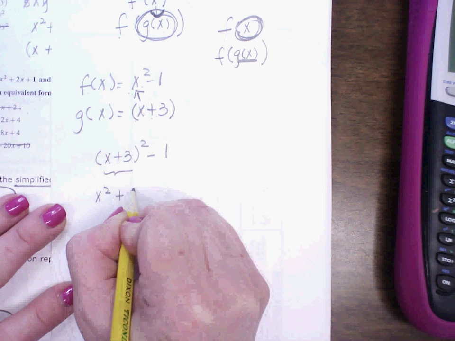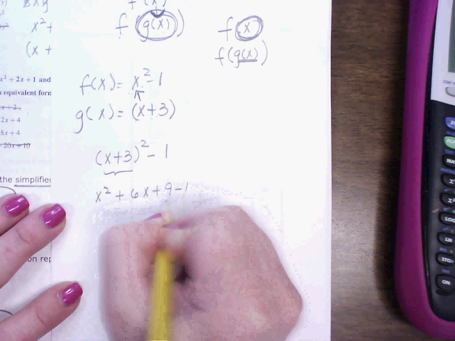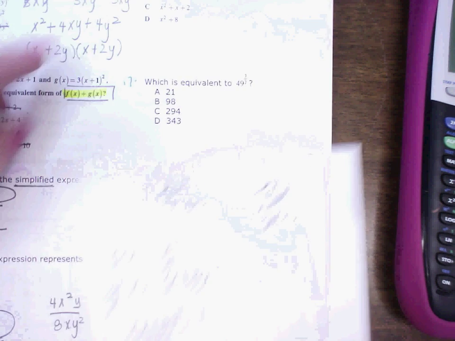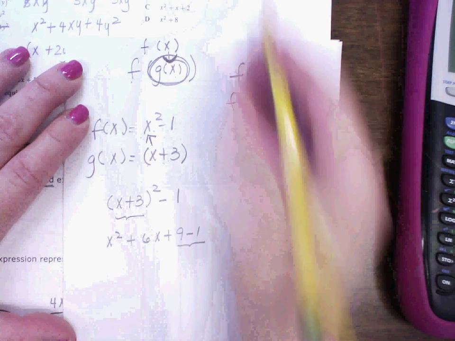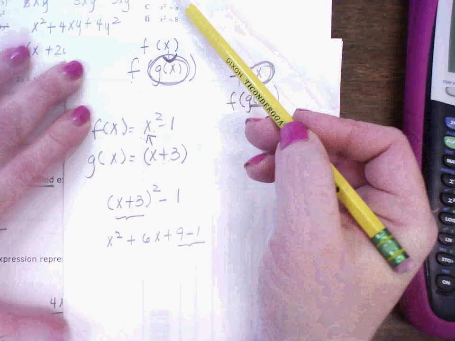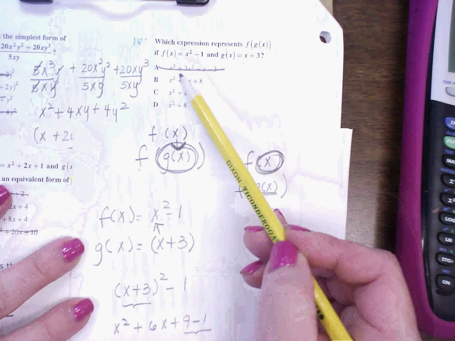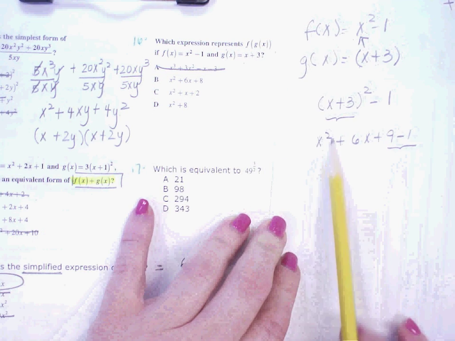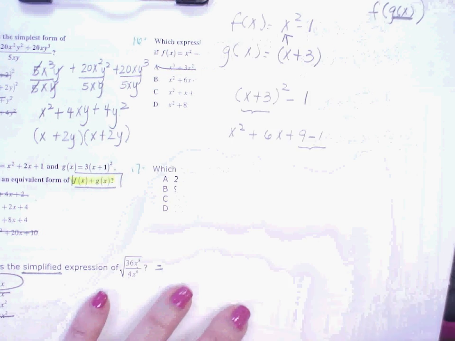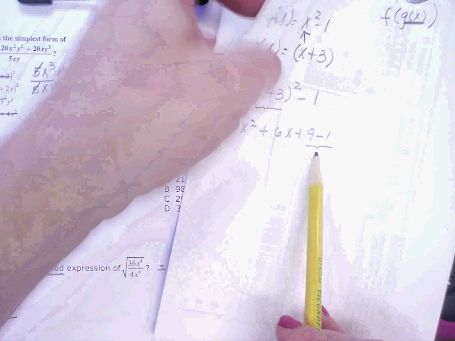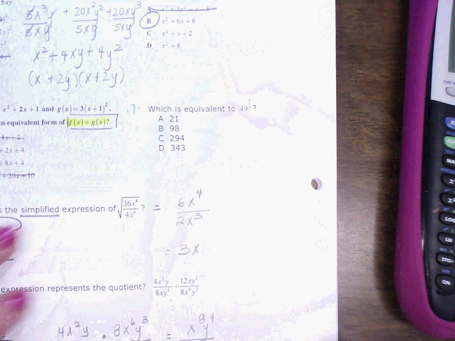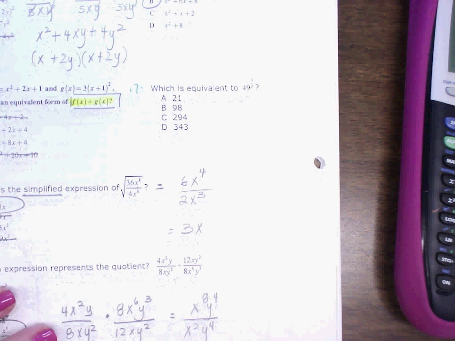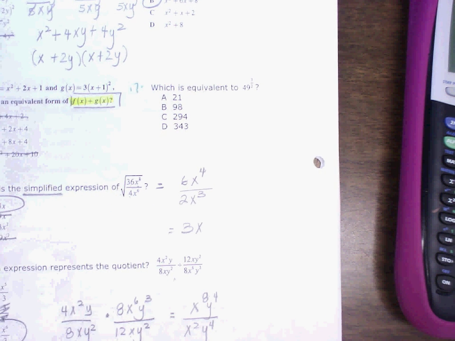What do we get? X squared plus 6x plus 9. But then I got to take a 1. And I'm going to stop it right there because I can come over here and eliminate a few. I don't need that x cubed, correct? And then my answer is x squared plus 6x, and then 9 minus 1 would be 8, right? So the correct answer would be B. All right, next one.